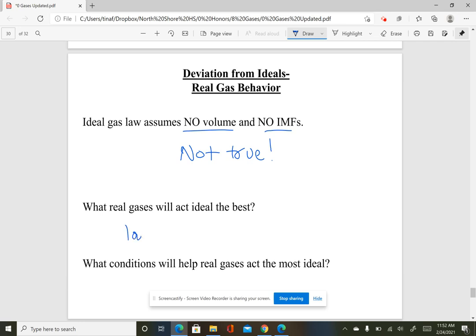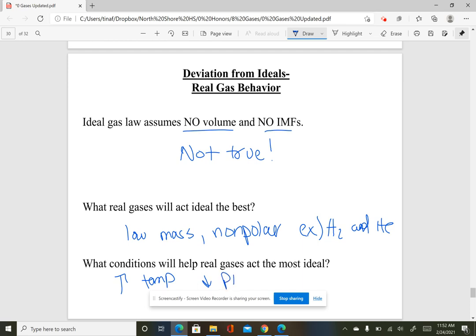If it has a low mass, and it's a nonpolar molecule, it's more likely to have weaker IMFs. So two examples are H2 and He. Those are our best gases. What we can do to help this along is increase the temperature and lower the pressure. And by doing that, we're taking a gas that maybe doesn't have a low mass or maybe doesn't have a nonpolar structure, and we're helping it behave ideally.